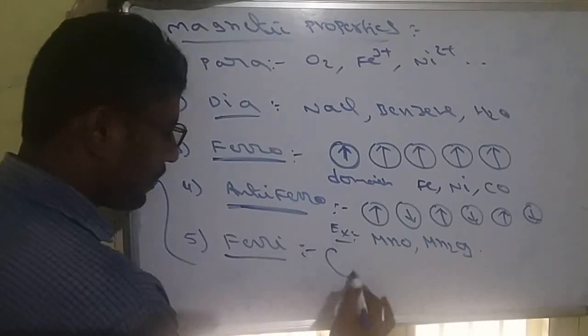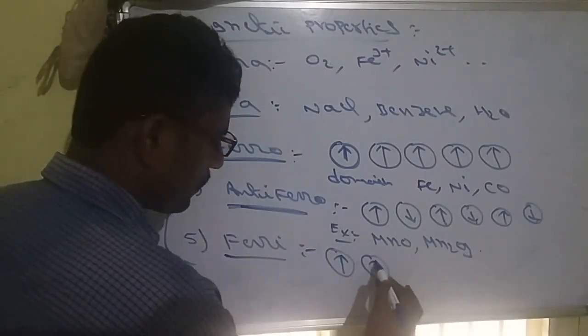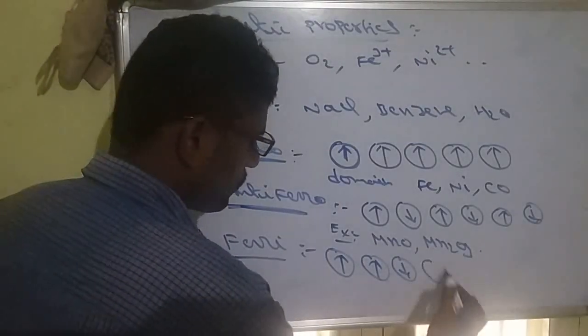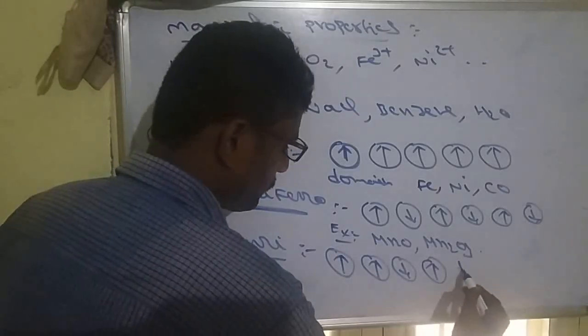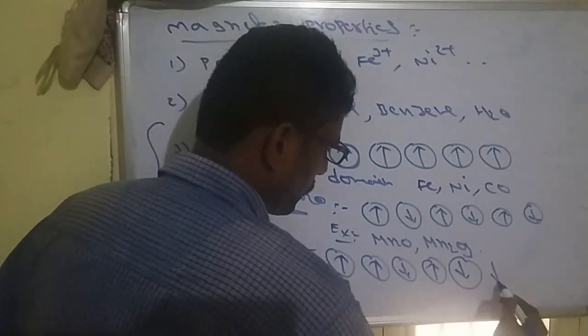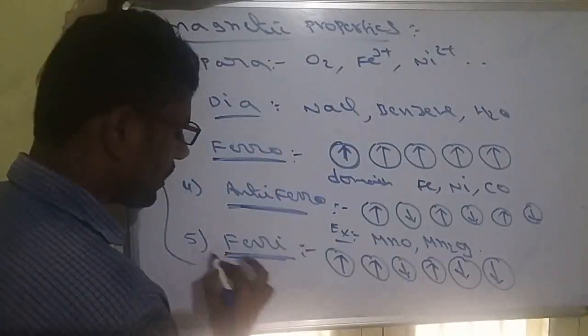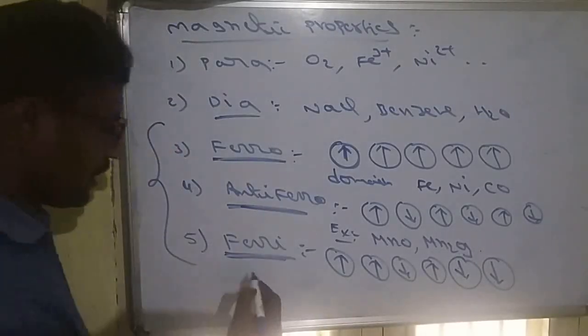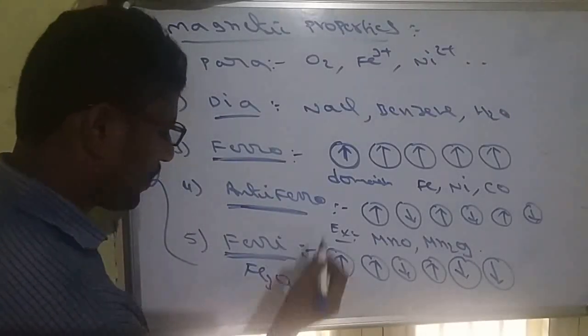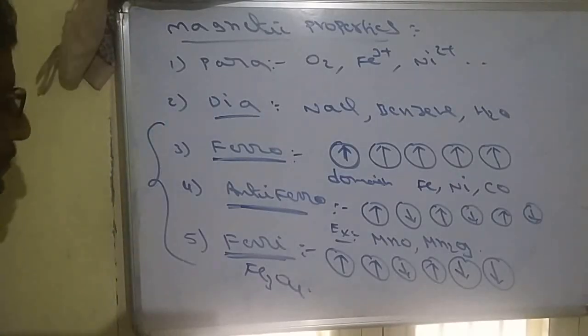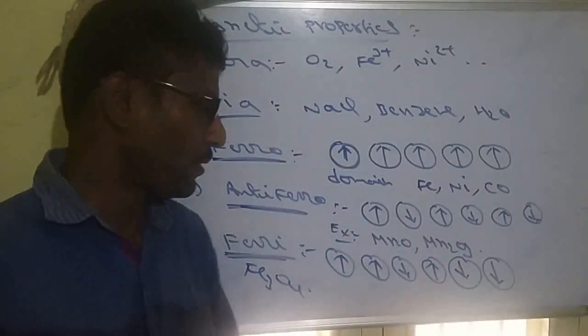If the domains are in irregular order, there is no regularity, then the substances are called ferrimagnetic substances. Examples can be Fe3O4. So, just examples are most important.